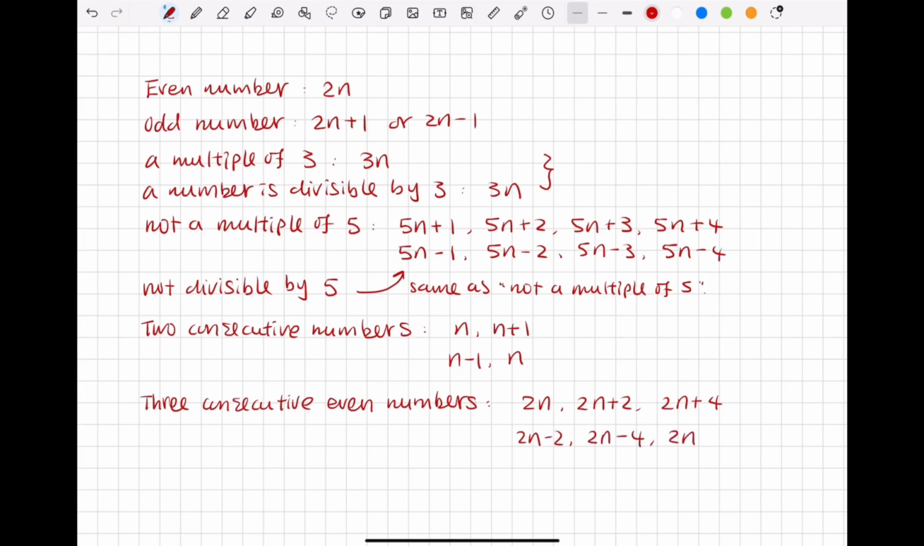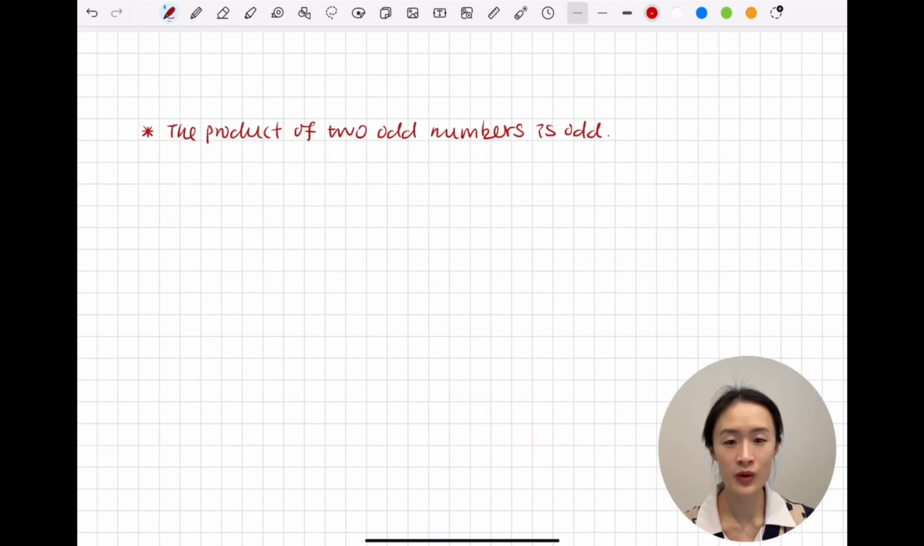Okay, now let's have a look at this final example. There is something that we need to watch out for in this question. So in this question, we need to show that the product of two odd numbers is odd. There are two odd numbers. We know an odd number can be written as 2n plus 1.